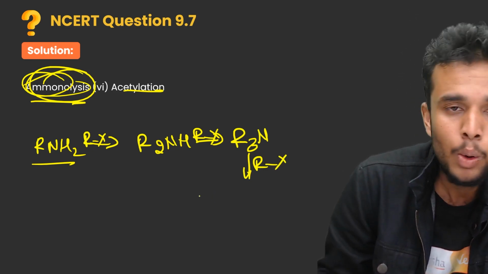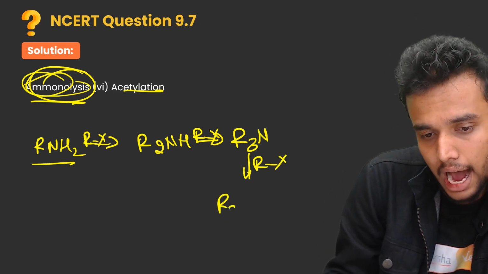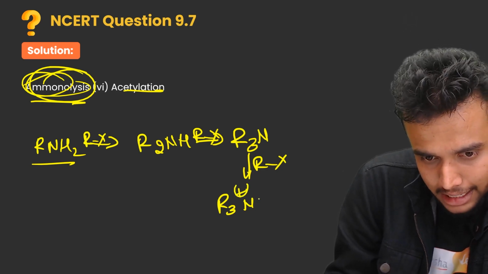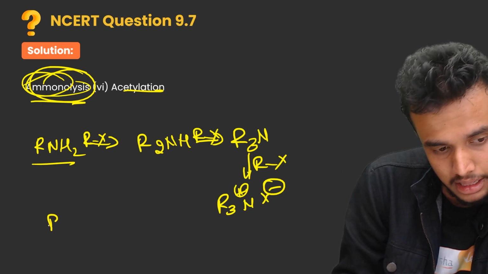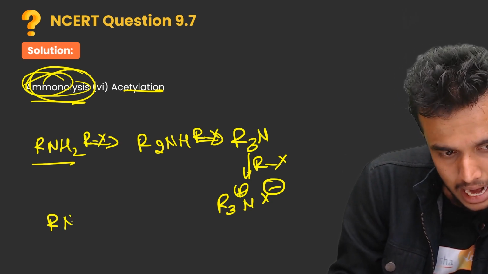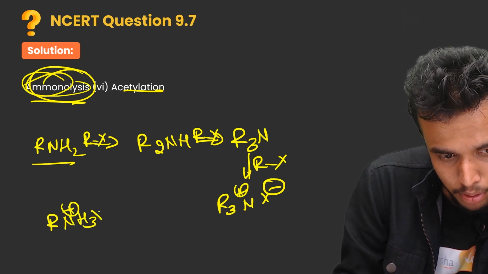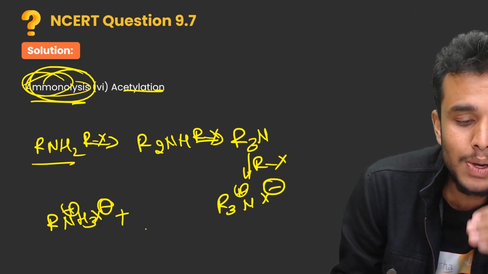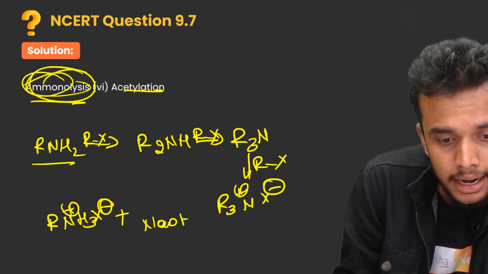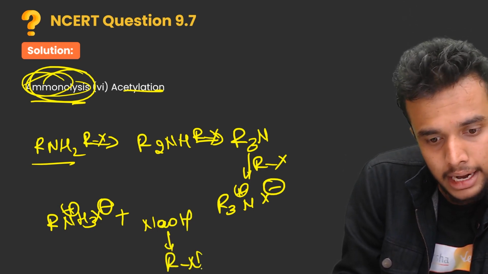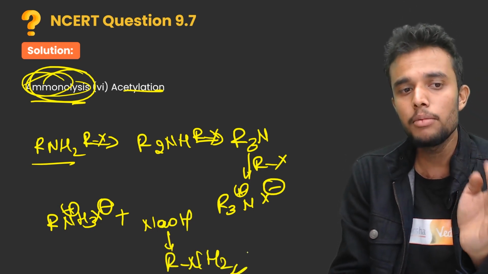What does it yield? A quaternary ammonium salt, R3N plus X minus. This is called a quaternary ammonium salt. This quaternary ammonium salt, NH3 plus X minus compound, is reacted with alcoholic NaOH solution, students, to yield RNH2, the amine compound. This reaction is called ammonolysis.